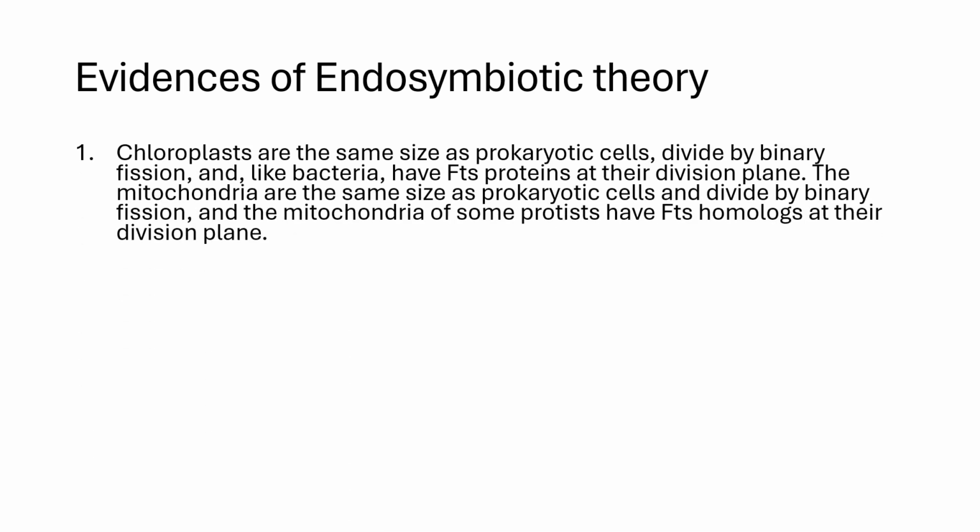Now let's talk about the evidence of endosymbiotic theory. Chloroplasts are of the same size as prokaryotic cells. They also divide by binary fission and, like bacteria, have FTS proteins at their division plane. The mitochondria are the same size as prokaryotic cells and divide by binary fission, and the mitochondria of some protists have FTS homologs at their division plane. So these are some reproductive similarities between prokaryotic cells and the chloroplasts and the mitochondria.